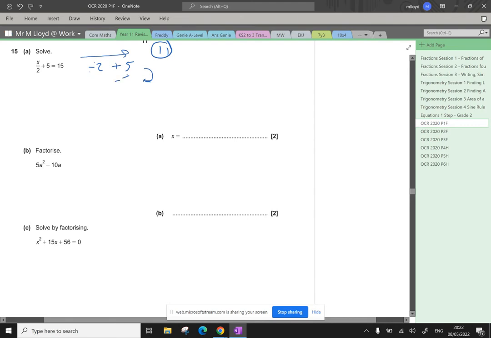So it's having 5 added to it, so we're going to take 5 away. Before going any further, we'll take 5 away. So minus 5 from both sides gives us x over 2 equals, and then 15 take away 5 makes 10. So that's happening on both sides.